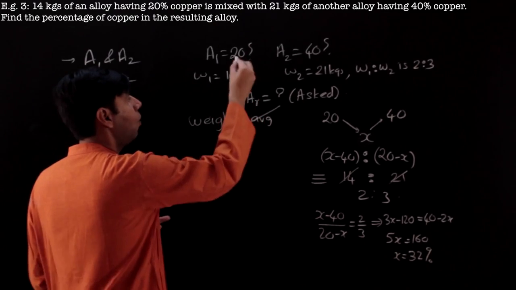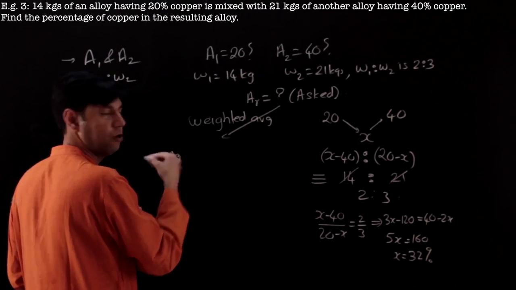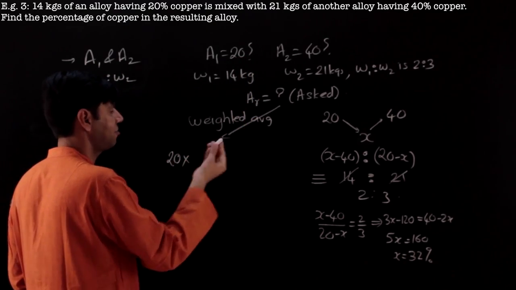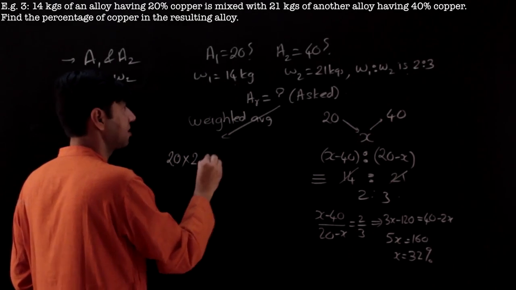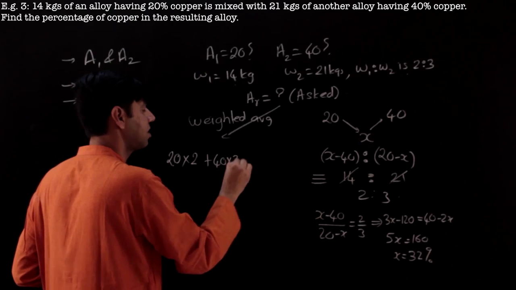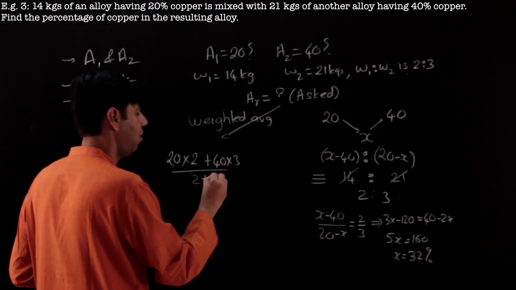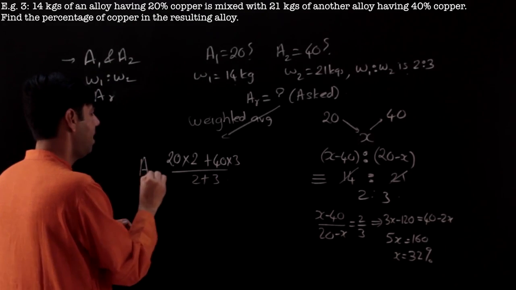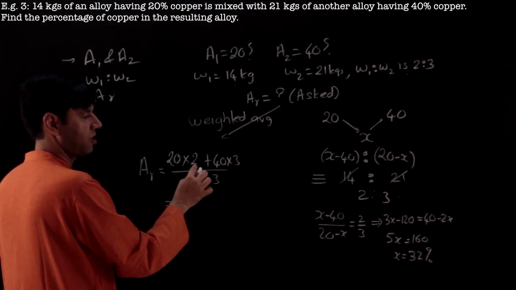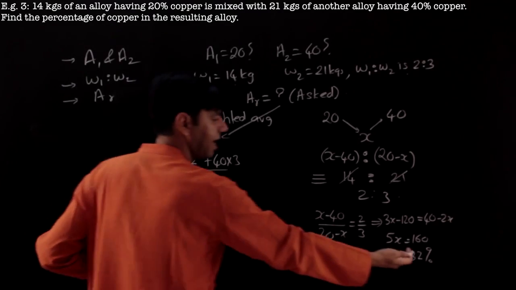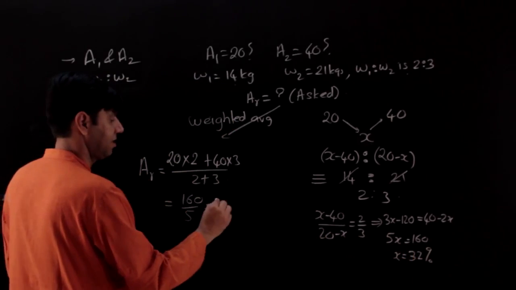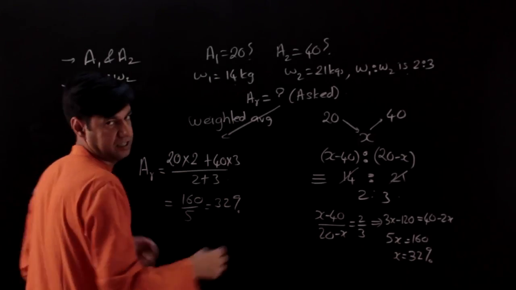Let's check it out. 20%, we know everything is in percent, so we have done enough questions now. Rather than 14, I'll use the ratio of weights: 20 into 2, plus 40 into 3, divided by the sum of weights. This is going to be my resultant average. So this is 40 plus 120, 160 by 5, that's it. I've come directly to this equation by writing this, right? So, weighted average is easy.